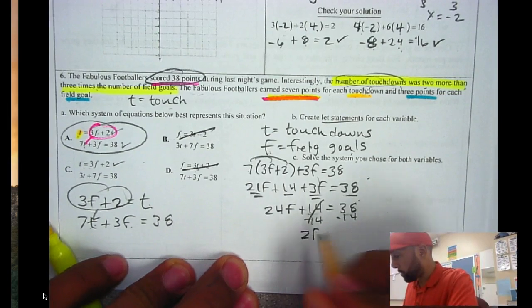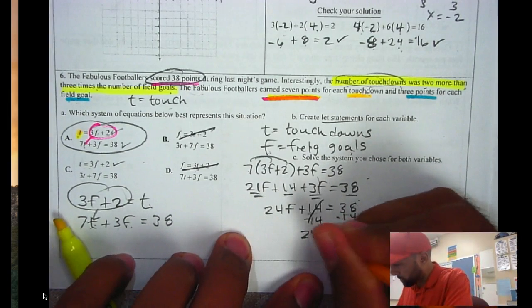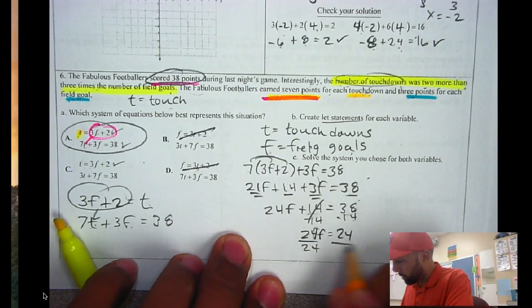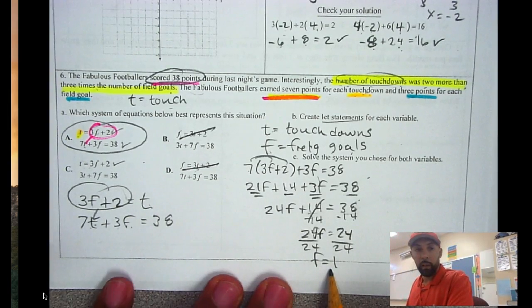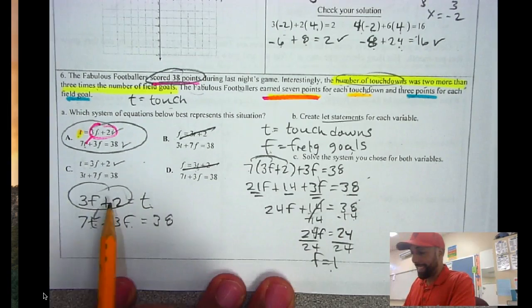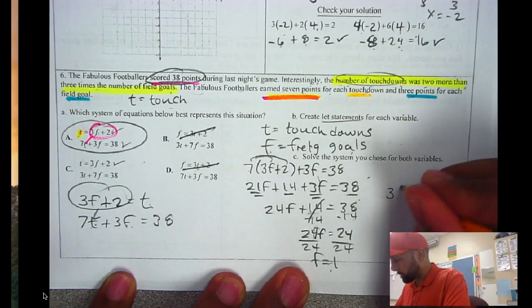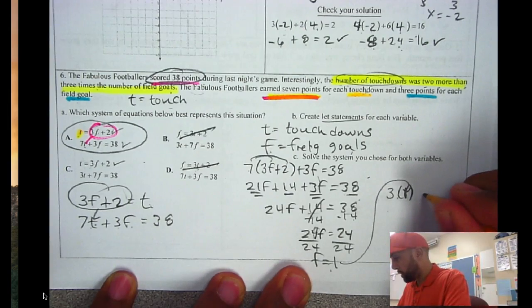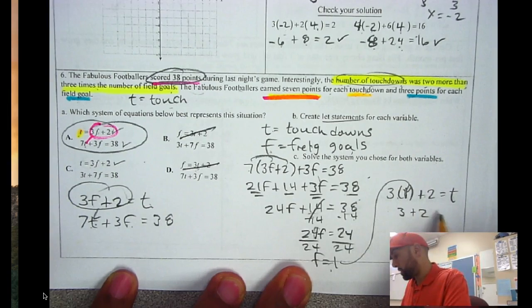Okay, so now 24F is equal to 38 minus 14, which is 24. So divide by 24, and that equals 1. So the number of field goals was 1. We just had one field goal. But now we've got to find the number of touchdowns. So I'm going to take the easy equation and plug it in there. F goes here, because it was 3F, plus 2 is equal to T. So 3 times 1 is 3, plus 2 is going to be 5. So the number of touchdowns is 5.